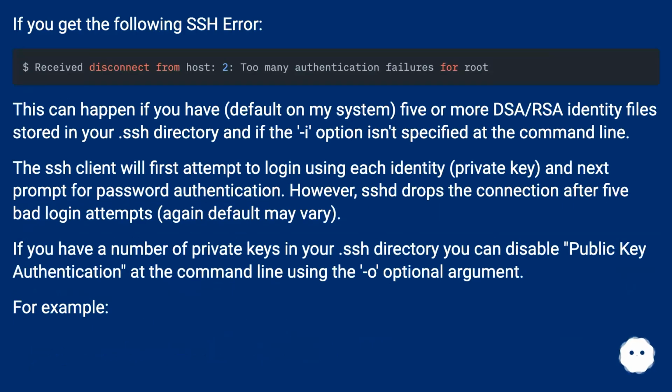If you get the following SSH error, this can happen if you have, by default on my system, 5 or more DSA or RSA identity files stored in your .ssh directory, and if the -i option isn't specified at the command line. The SSH client will first attempt to log in using each identity, or private key, and next prompt for password authentication. However, sshd drops the connection after 5 bad login attempts.